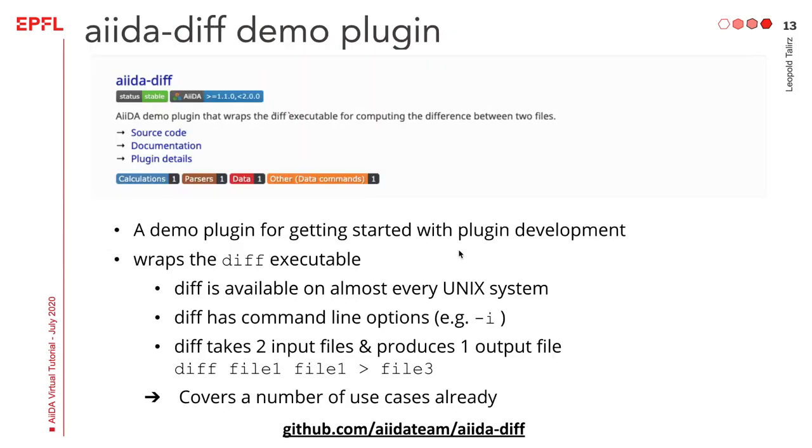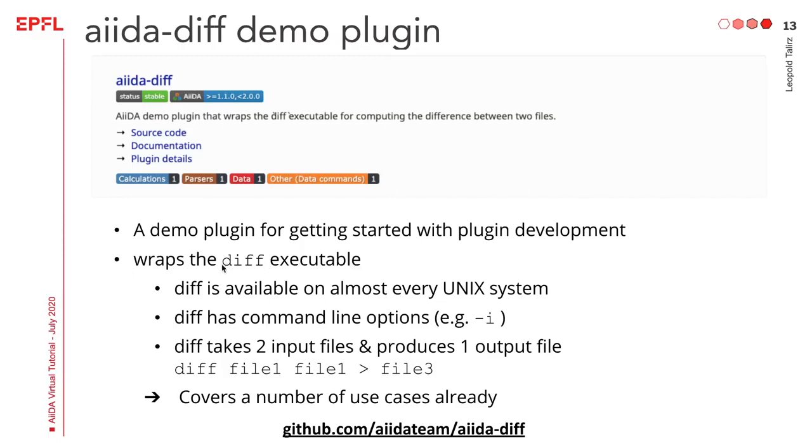AiiDA Diff is a demo plugin that is meant as a template to get you started with plugin development. So one thing you can do is you can simply go to GitHub, clone the repository, and start modifying things. AiiDA Diff wraps the diff executable, so it's a simulation code that computes the difference between two files.